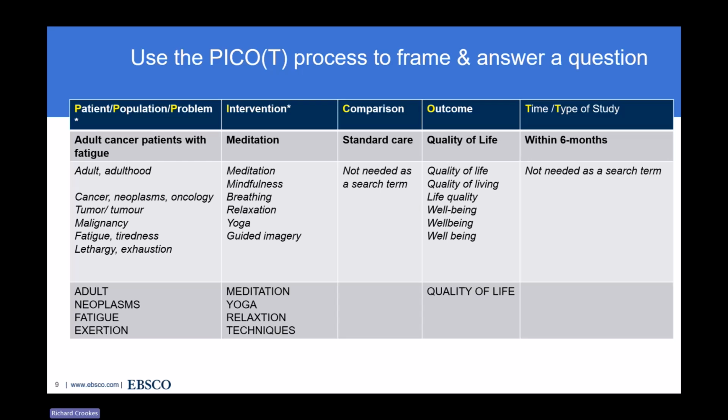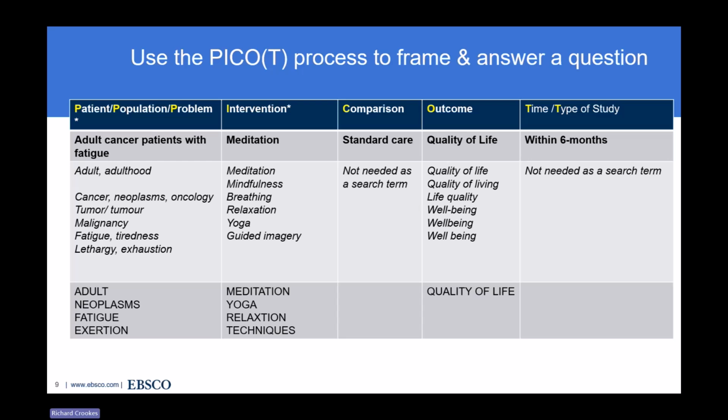Then we've got the intervention. We will be looking at meditation specifically, but then we've got mindfulness, breathing techniques, relaxation techniques, yoga, etc. Other synonym keywords that we could be searching for to ensure that we find what's out there. And then again, the third row in uppercase, the equivalent MeSH terms or CINAHL headings, depending on which database we're going to be using. So meditation, yoga, relaxation techniques, and there's more.